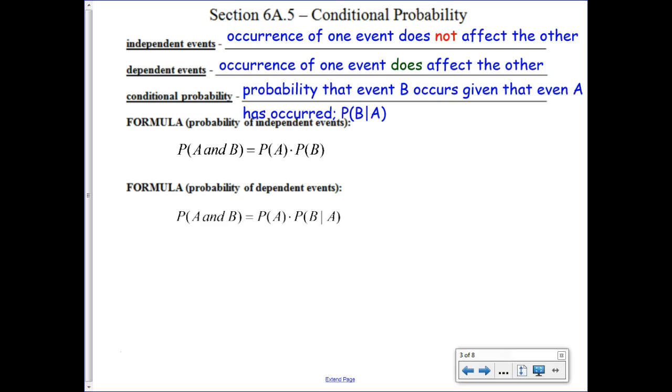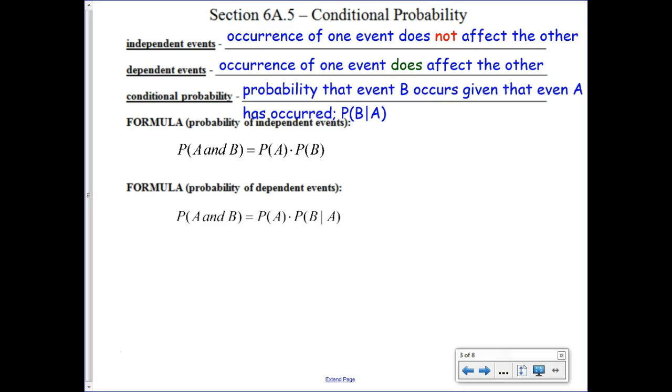In independent events, that's where the occurrence of one event doesn't affect the other. You can see the probability of A and B equals the probability of A times the probability of B. We're not worried about what happened with that first probability.